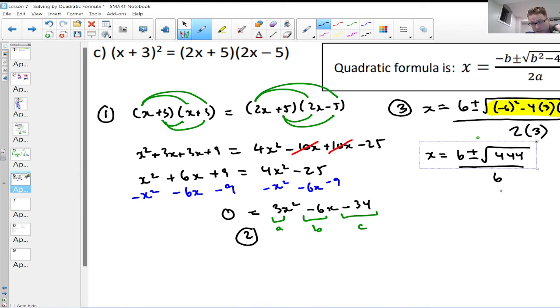Mr. Wills, can you cancel these 6's out? No. You have to add or subtract this first, which I cannot do. So I'll leave it as is. So here we go. Let's do the plus first. So here I'm going to have x is equal to 6 plus square root 444 all over 6.